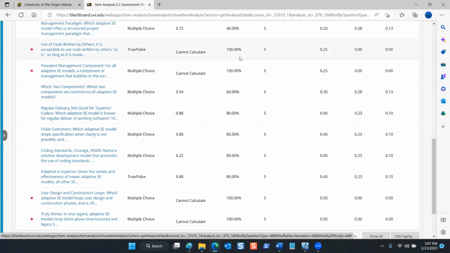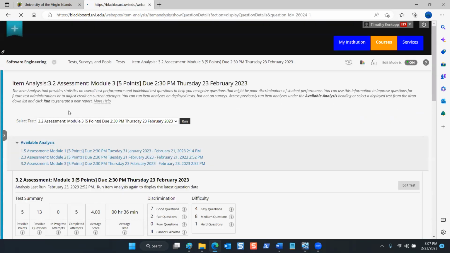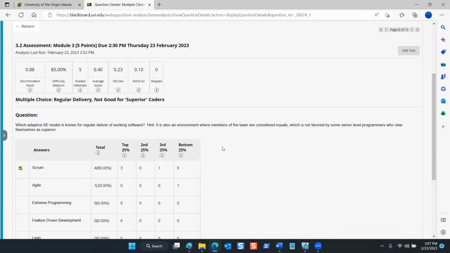Here are two more. This multiple choice question reads, regular delivery, not good for superior coders. Which adaptive SE model is known for regular delivery of working software? Hint, it is also an environment where members of the team are considered equals, which is not favored by some senior level programmers who view themselves as superior.